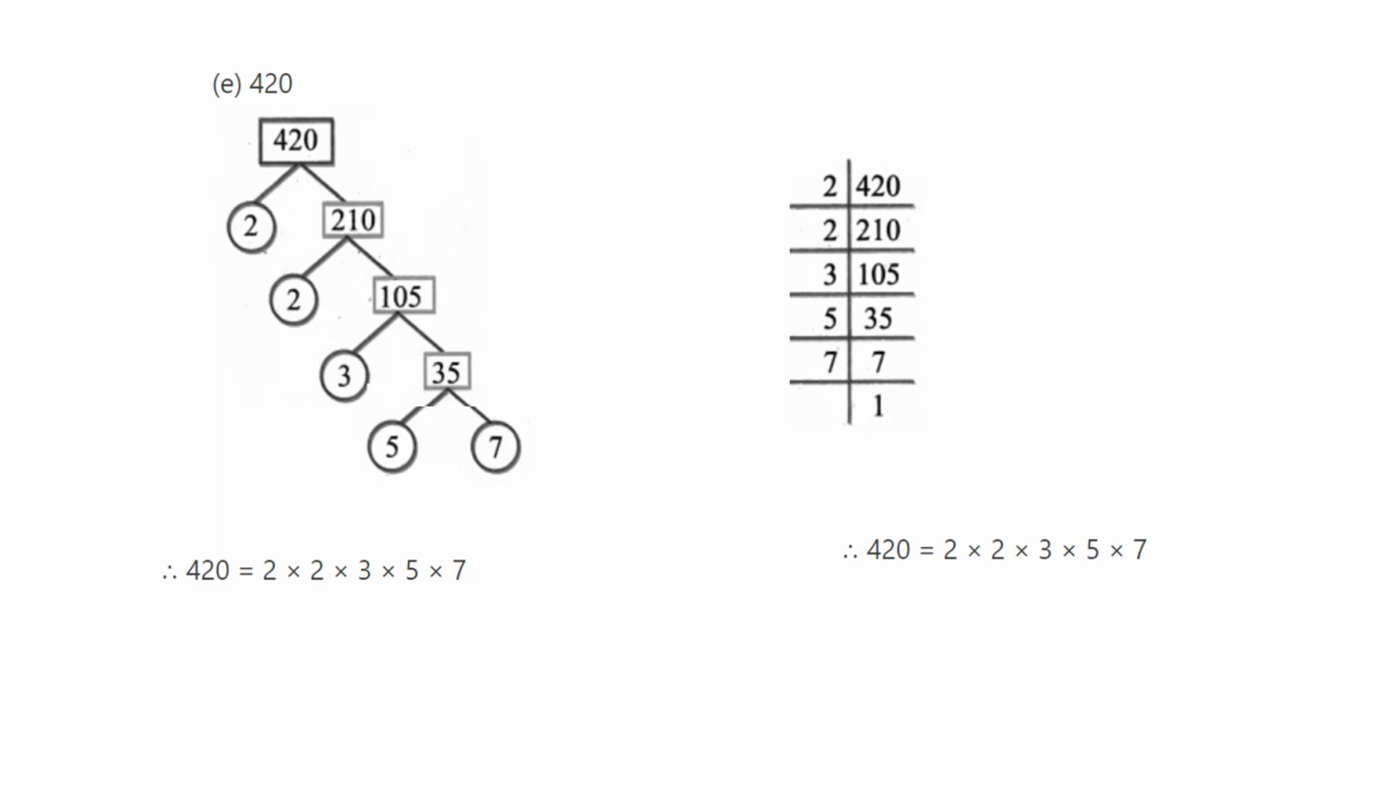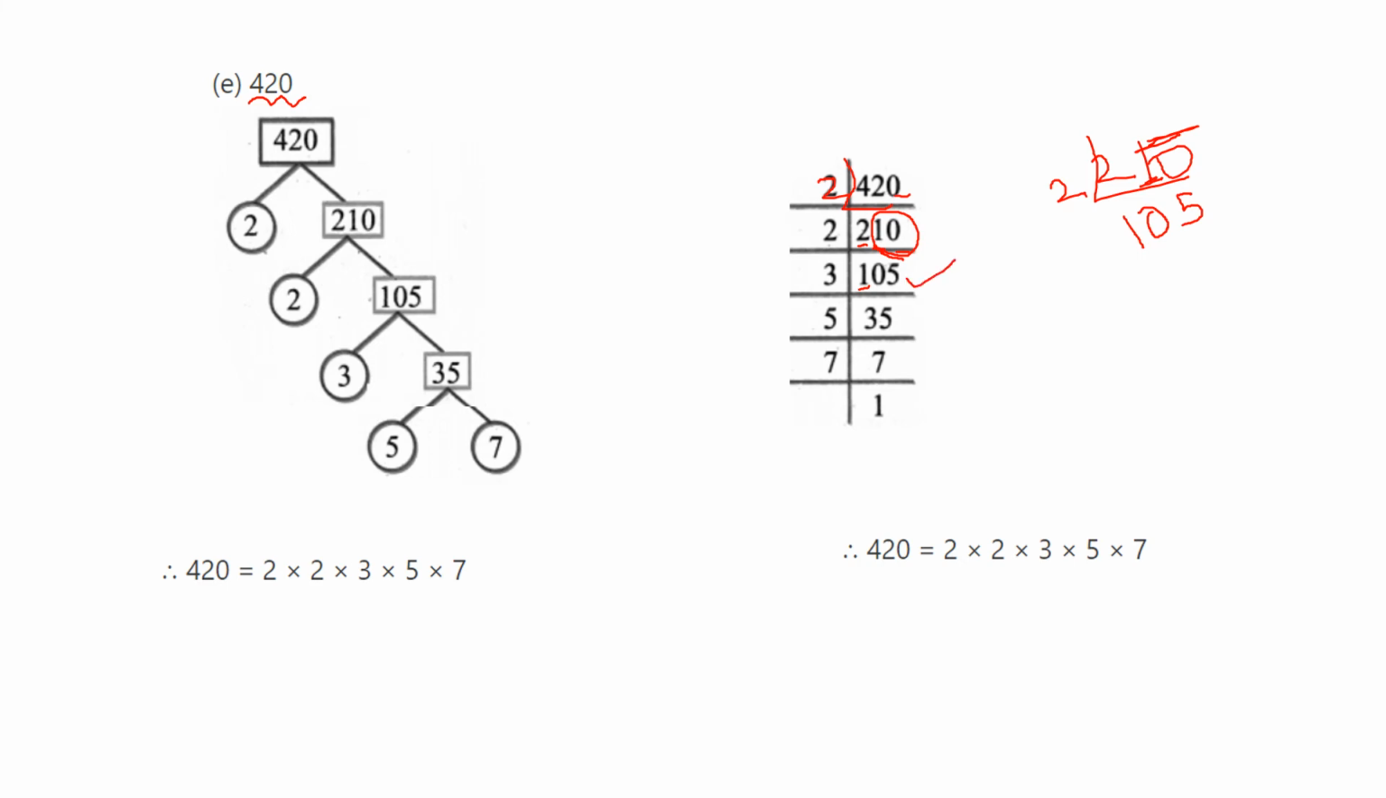Next 420. 420, the last digit is 0, so it is divisible by 2. 2 2s are 4, 2 1s are 2, 0. Again 2 1s are 2. Here you have to keep this line in mind. 210 means if we divide with 2, 1 is 2. But the next number, 1, is smaller, so you put 0. After that you take these 2 digits, 2 5s are 10. So we get 105.